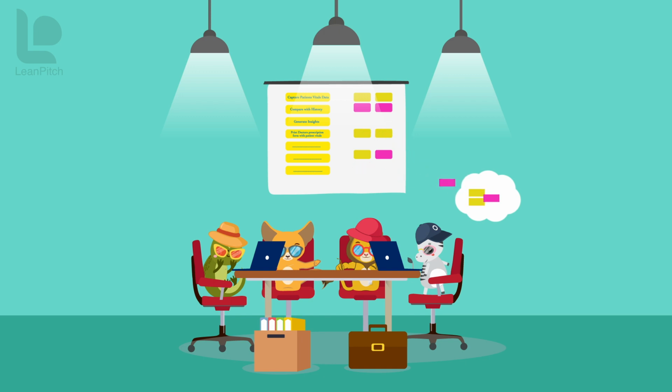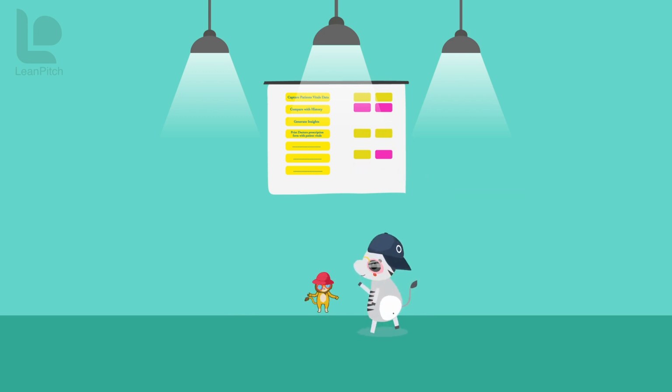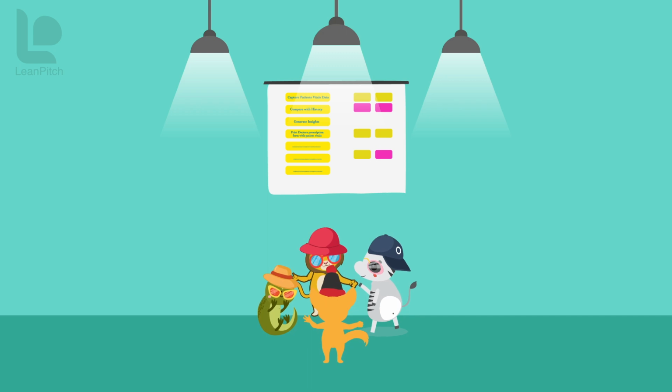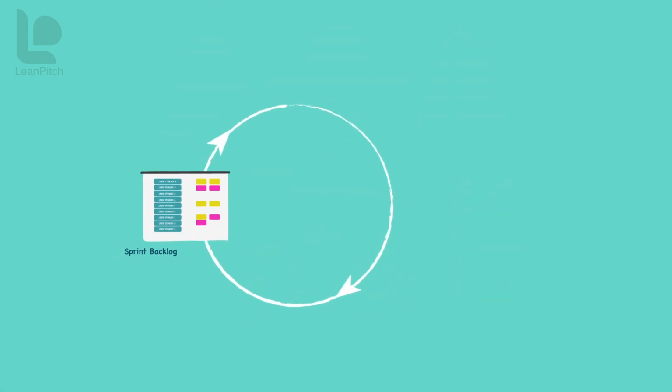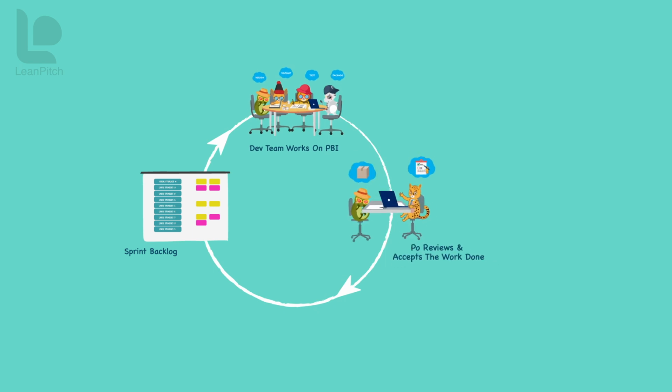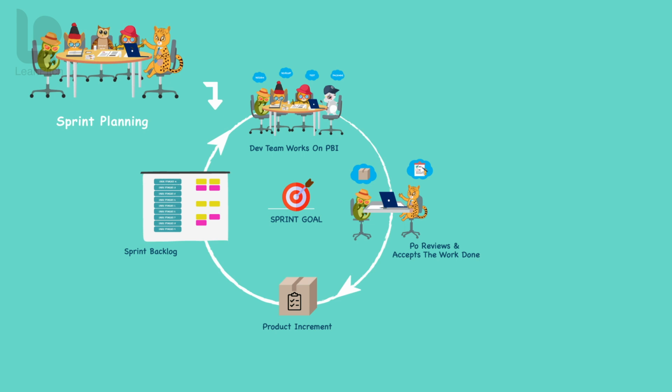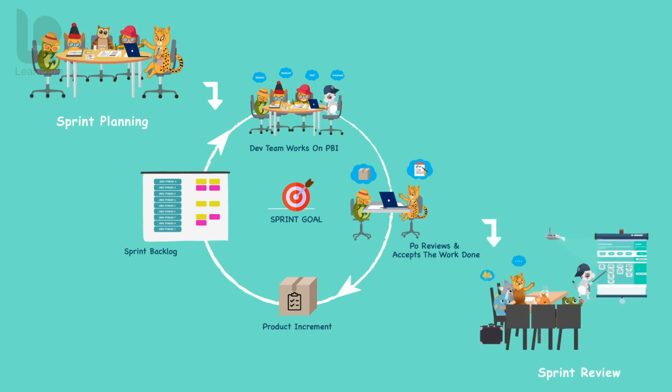However, if an item is not done in a day, the dev team can come together for not more than 15 minutes to assess the progress and adapt accordingly. The cycle of picking product backlog items, collaborating to build a product increment, starts immediately after sprint planning and goes on until sprint review. For the convenience of discussion, let's call this a development cycle.